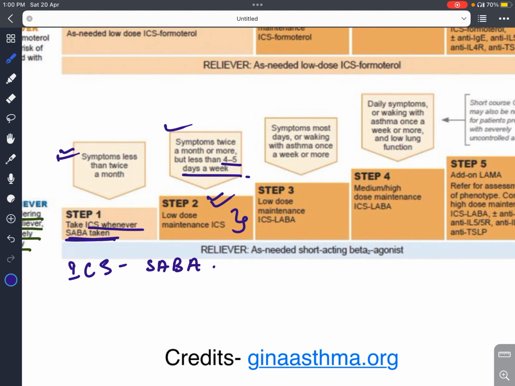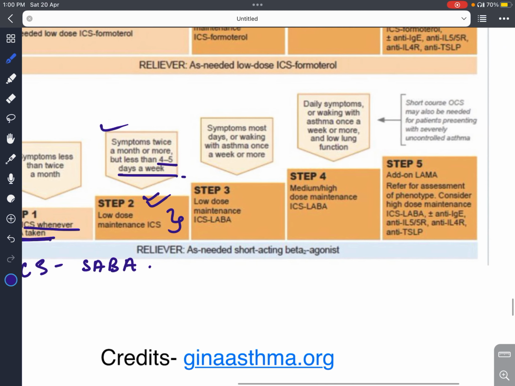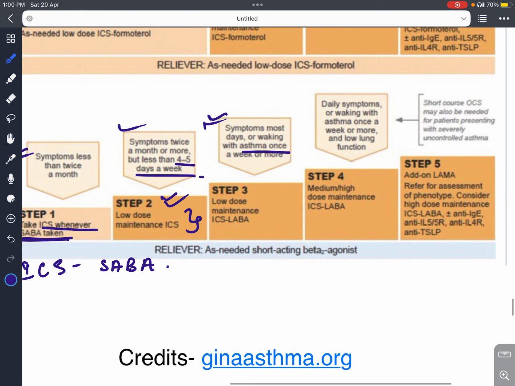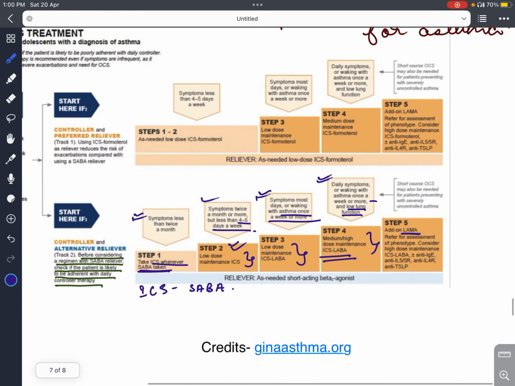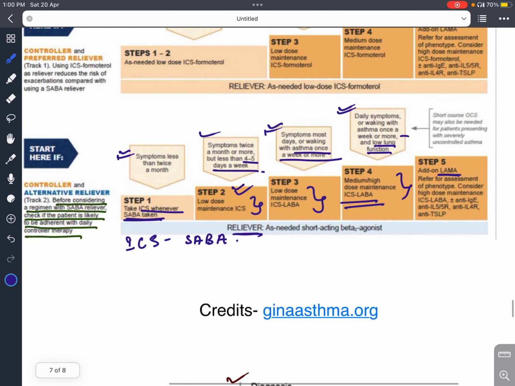In step three, whom do we give it for? We give it for patients with symptoms most of the days or waking with asthma once a week or more. In step three, we have low dose maintenance ICS LABA. In step four, the patients have symptoms daily or they are waking with asthma once or more times a week, with low lung function. In these patients, we go with high dose maintenance therapy with ICS LABA. And in step five, we add a LAMA. And for reliever, we give as needed short-acting beta agonists, that is SABA. I've told you the most commonly used SABA is salbutamol.